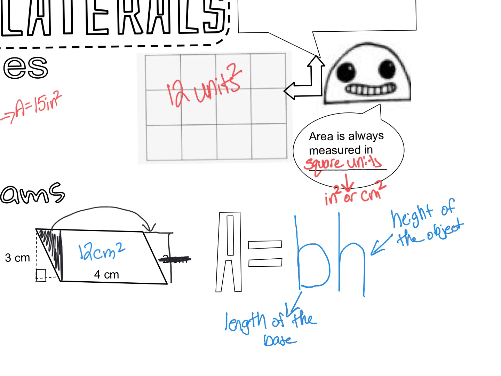the object. And one thing you might want to make a note here is that the height has to be measured from 90 degrees. So there has to be some sort of right angle whenever we're talking about the height of an object and we're using that for area.